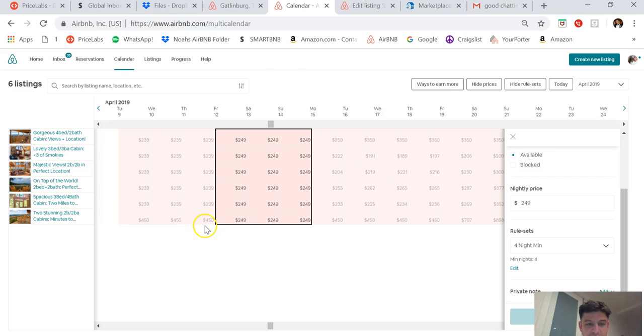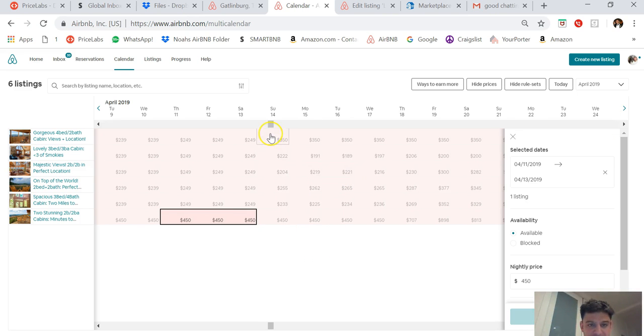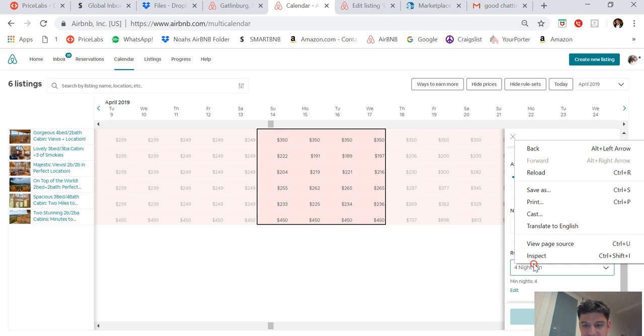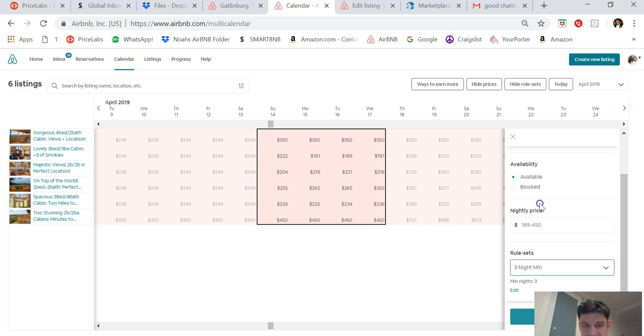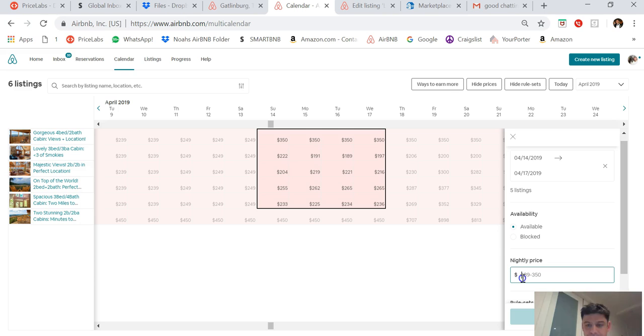Oops, sorry, 249 for both. Be careful because this 249 is not for both cabins, it's just for one. Keep that at 450. Okay. Sunday, Monday, Tuesday, Wednesday. Same thing. Adjust these prices. It's 239.